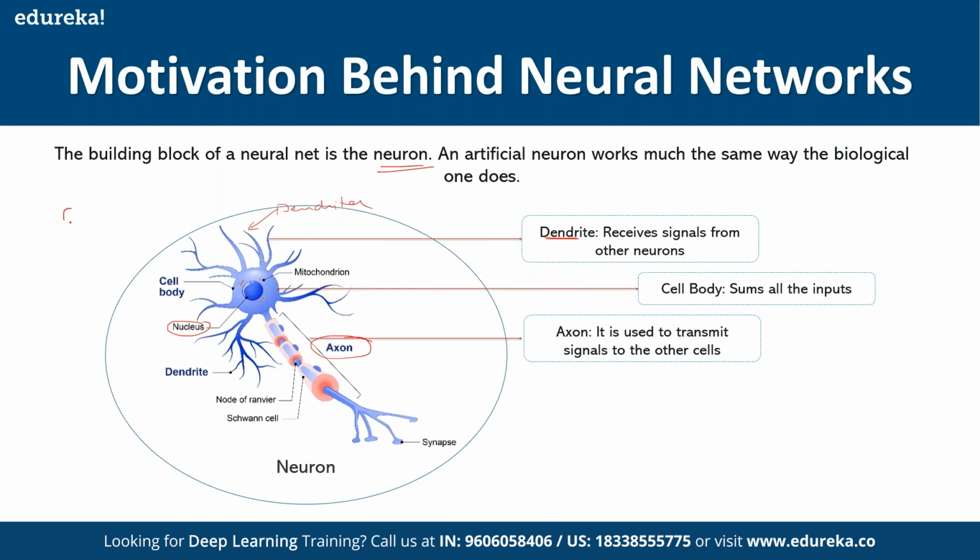So what happens in the human brain? Suppose this circle represents a neuron. This is connected to other neurons, so there is a network of neurons connected with each other. They are connected using these dendrites. Once they receive an input from the dendrites, they will process it in their nucleus, or the cell body, and they will give an output using the axon.